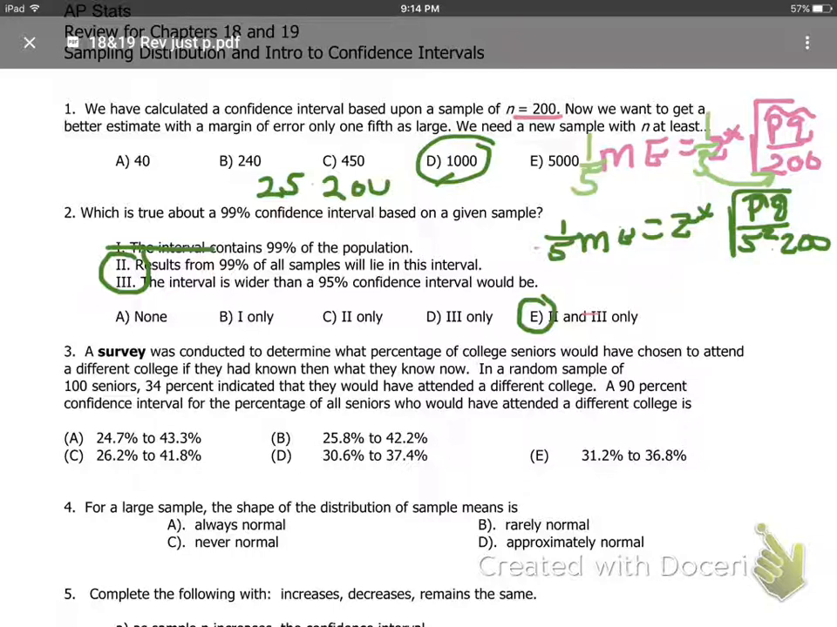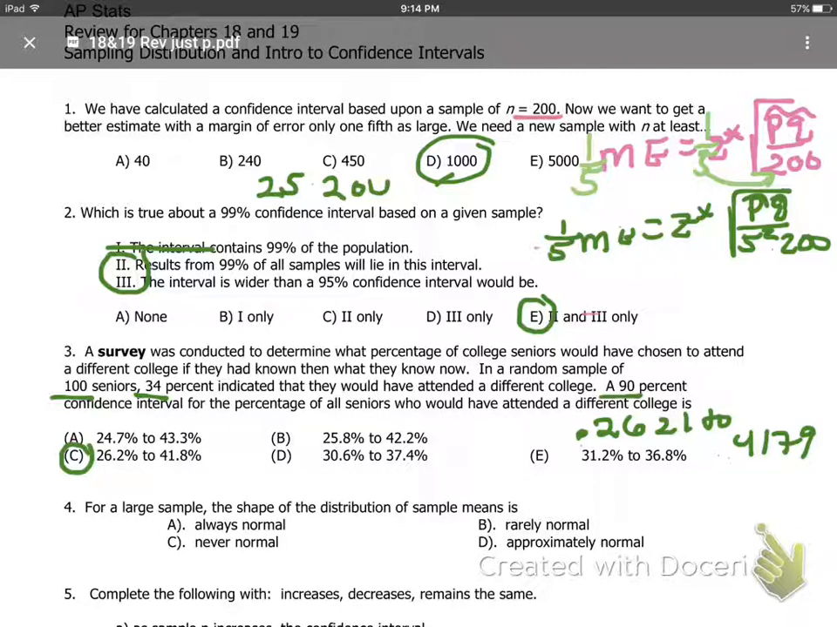Okay, so what do we have here? We have 34%, 100. What I'm going to do is put this into my graphing calculator. Since they said 34% out of 100, that means my successes are 34, my sample size is 100, and it is at a 90% confidence level. Now on my calculator, I get 0.2621, 0.4179. So which one would that be closer to? 0.261, so the answer is C.